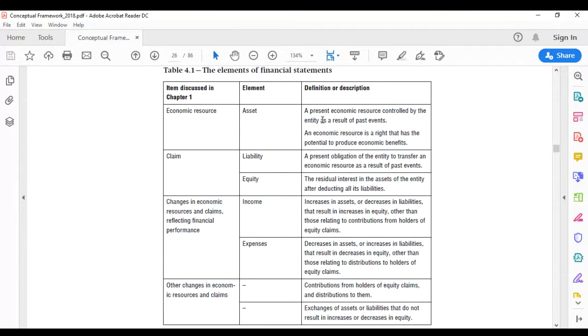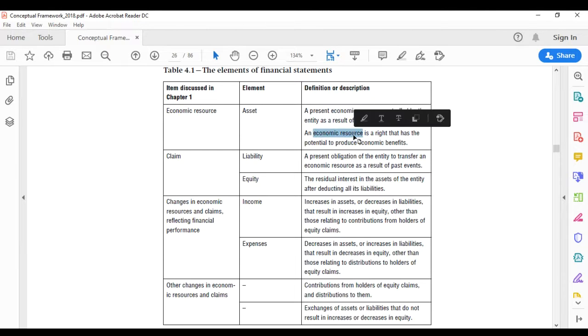And it must be as a result of past events, right? So it's a present economic resource. Those are the three components. A present economic resource. It must be controlled by the entity. And that control must happen as a result of something that happened in the past, a purchase transaction or a finance lease. Then they go further and say, what is meant by an economic resource?